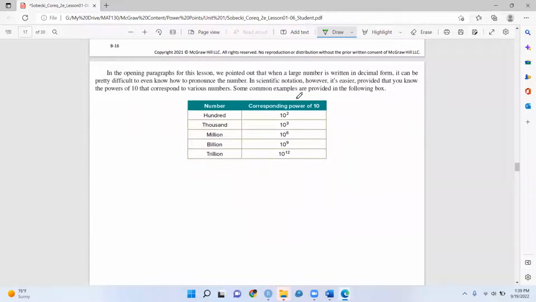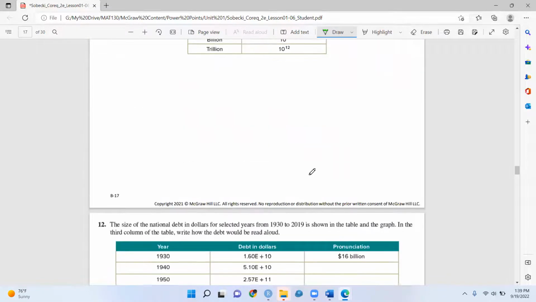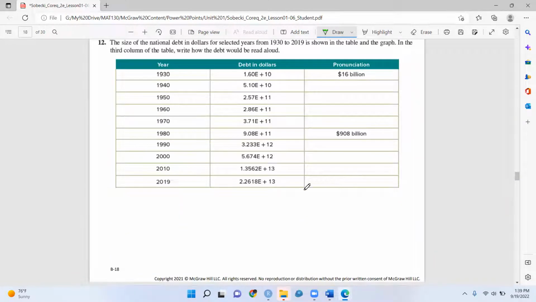Okay. Here is what I wrote out at the beginning of class: 100,000, million, billion, trillion, and then the corresponding power of 10. I would like you to write these out in words. So I'll do the second one in 1940.